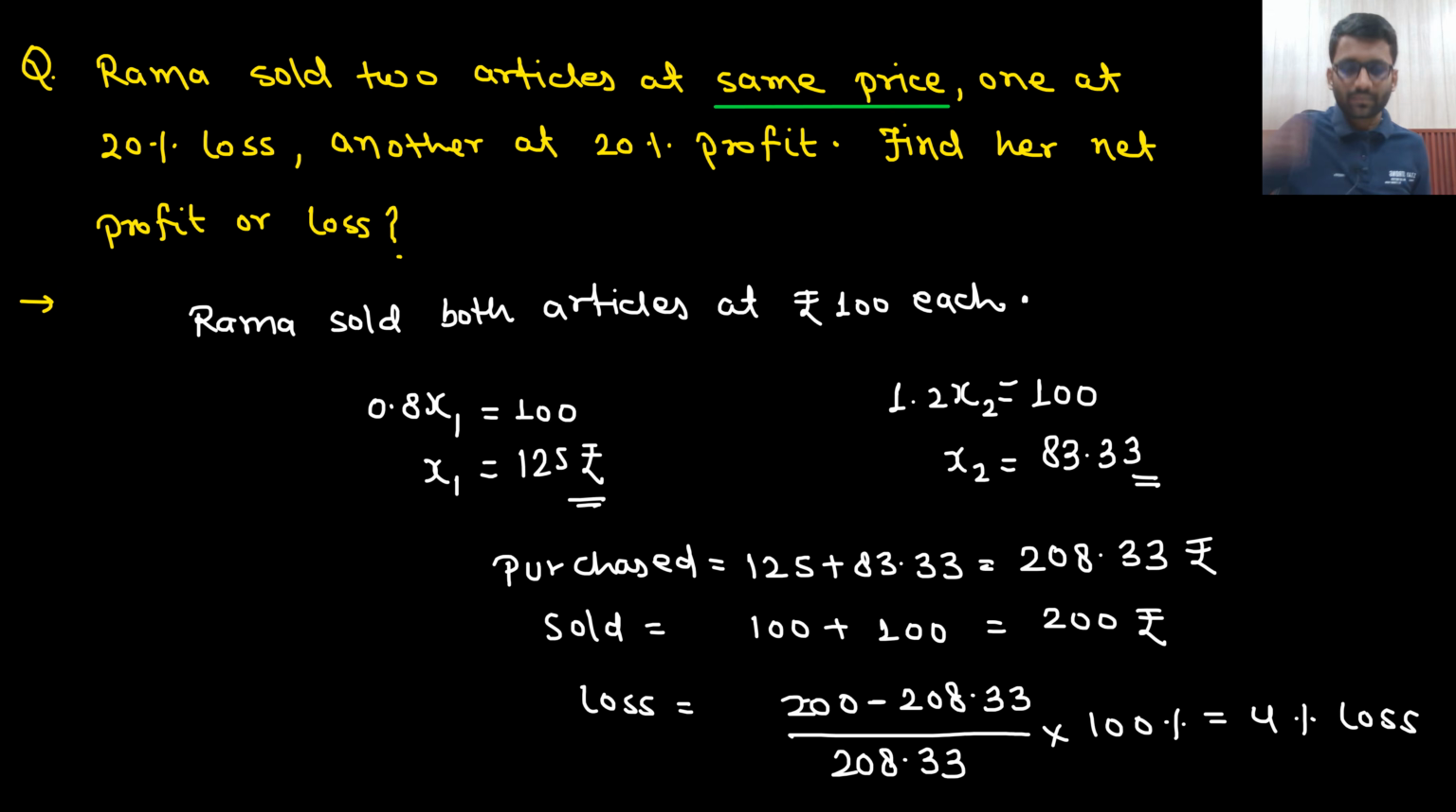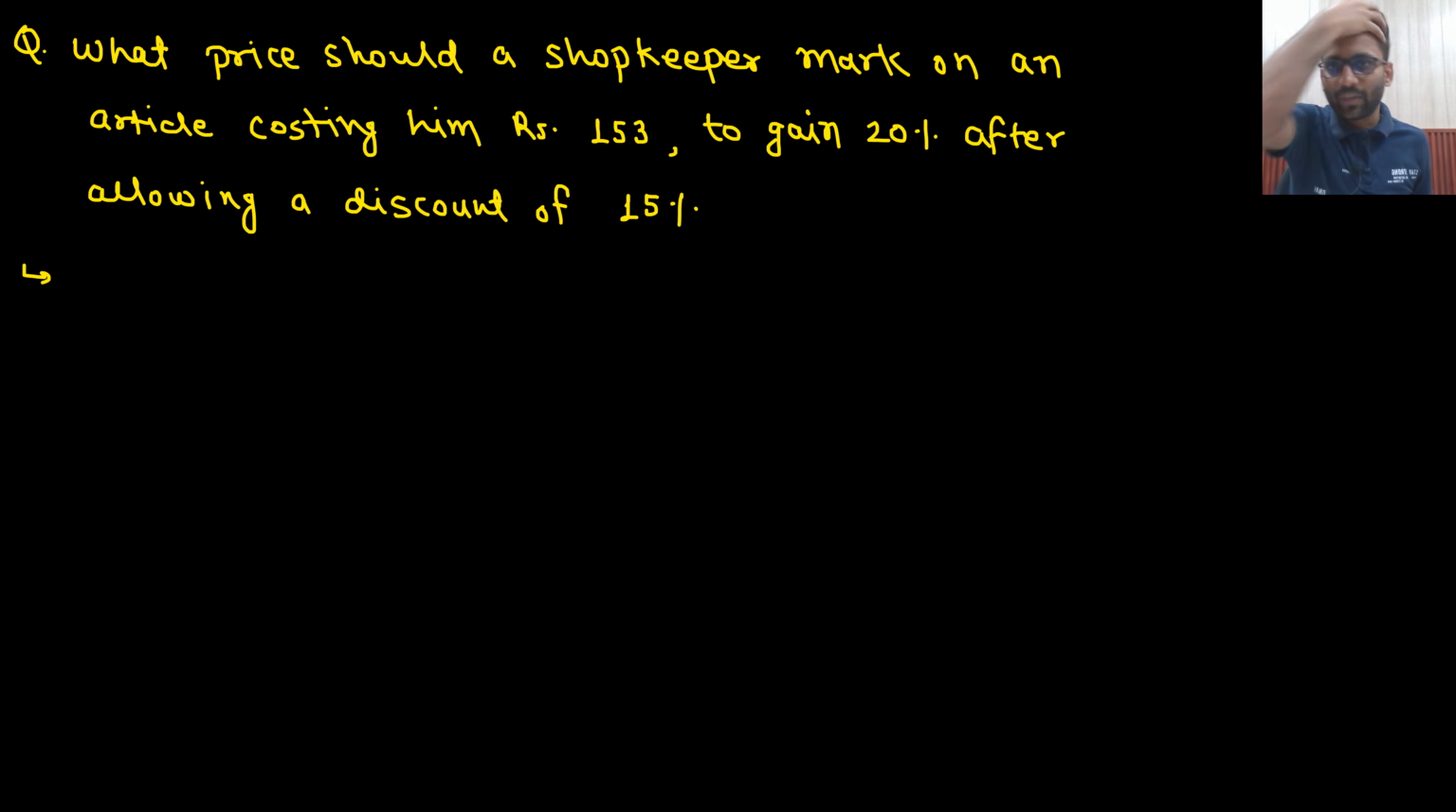Well and good. Let's move to the next question. What price should a shopkeeper mark on an article costing him rupees 153 to gain 20% after allowing a discount of 15%? Okay. So let's just say, do you understand what this question is saying? Let's just say a market price of something is X rupees.